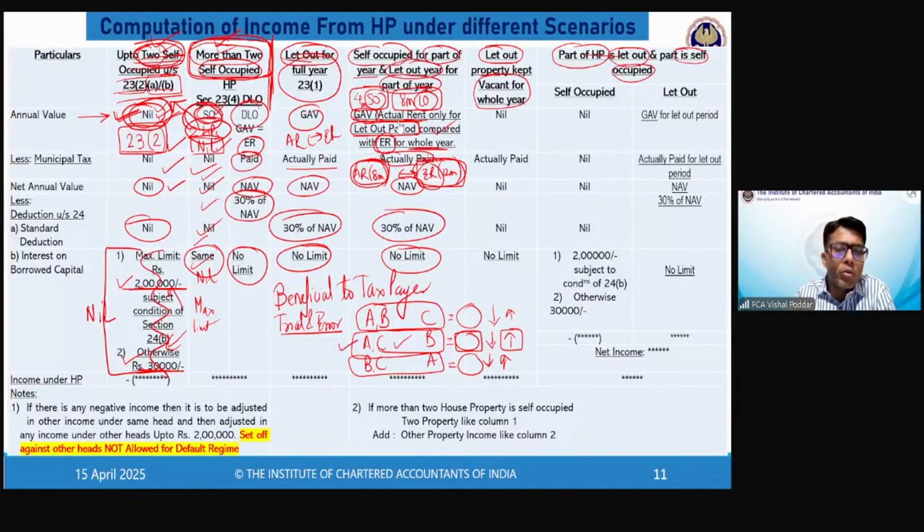Obviously, beta, Ishan, don't worry. This is a very hypothetical question. Exam does not have such hypothetical questions, but even if they give, this will be given. Okay?